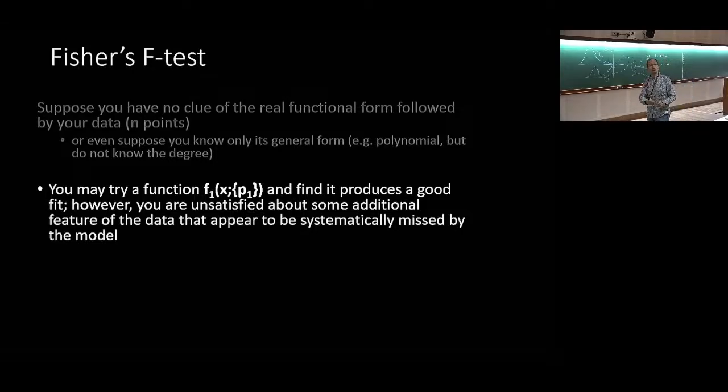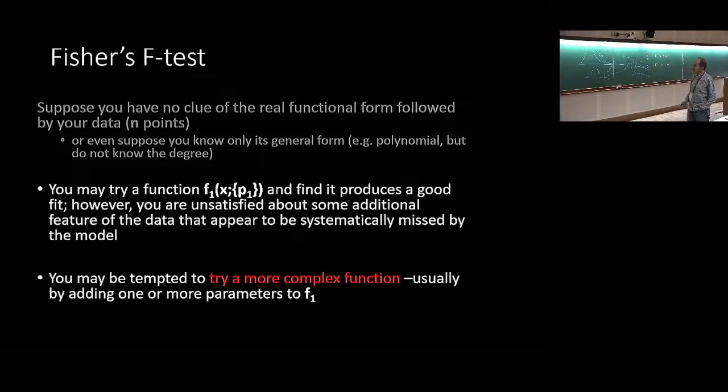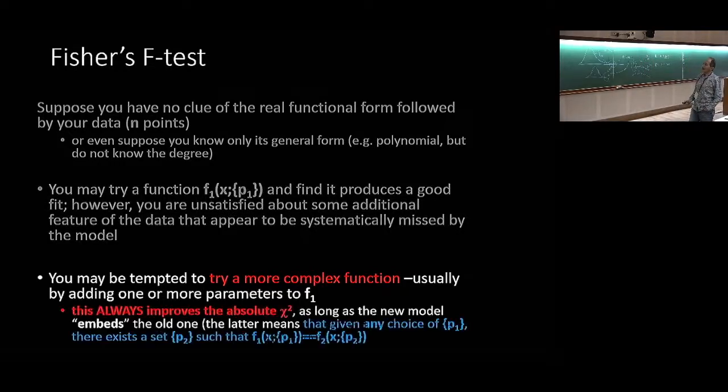So what do you do? You improve the model by adding parameters. So you add flexibility to the shape of the background to actually capture some of the features in the data. So you try a more complex function by adding one or more parameters. Adding parameters always improves the chi-square. It means that it always increases the p-value of the fit.